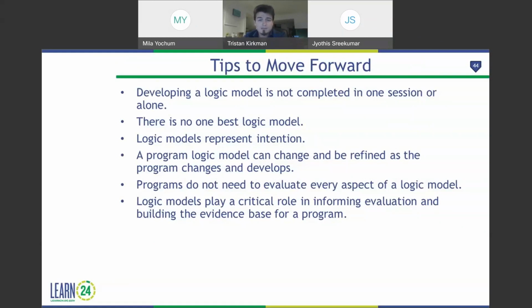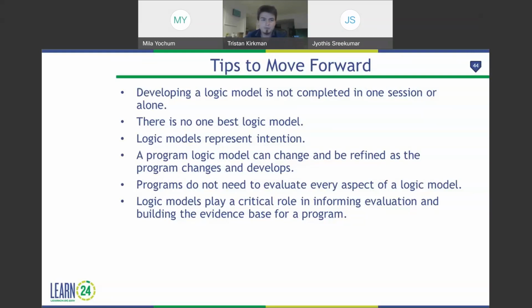And logic models represent intention. We want to underscore that logic models reflect planned activities and outcomes and should be supported by an underlying theory of change. But in practice, programs may not only operate quite differently, but also produce unintended results. And an evaluation helps identify how faithfully a program actually adheres to its model. A program logic model is also not static. It can and should be changed and refined as the program changes and develops.